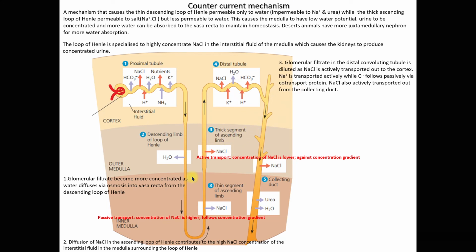Now, the glomerular filtrate in the distal convoluted tubule is diluted. Why? Because sodium ions and chloride ions, or sodium chloride, are actively transported out to the cortex.